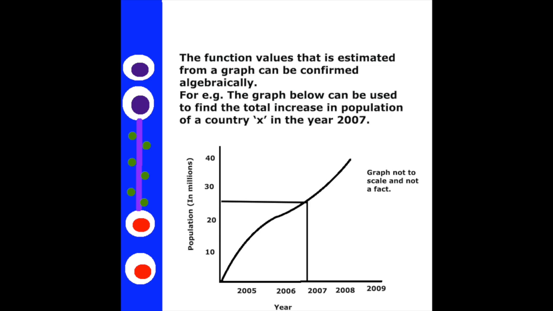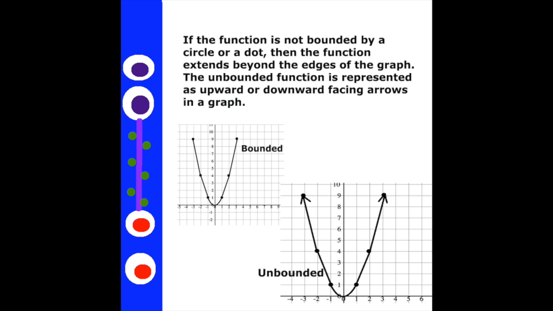For example, the graph below can be used to find the total increase in population of a country X in the year 2007. If the function is not bounded by a circle or a dot, then the function extends beyond the edges of the graph. The unbounded function is represented as upward or downward facing arrows in a graph.